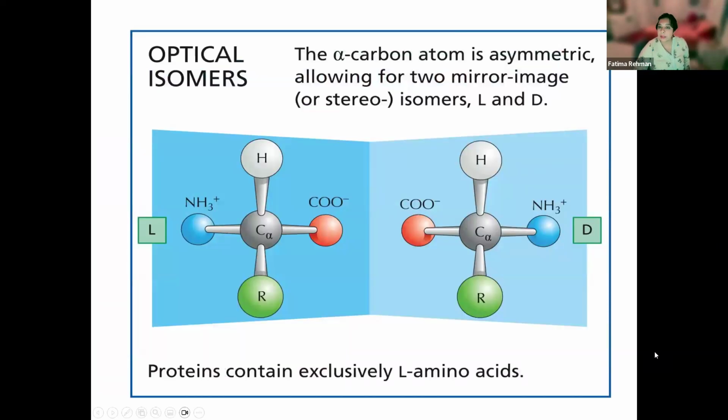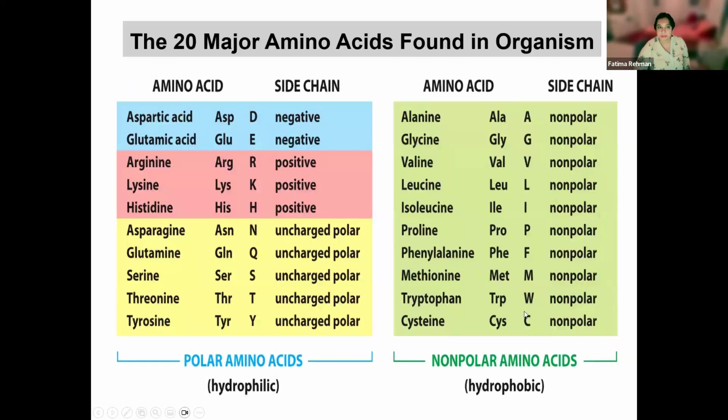Amino acids can be found in two isomeric forms, the L form and the D form. They are just mirror images of each other, right? So these are stereoisomers. The alpha carbon is asymmetric. That allows this mirror image isomer to occur. In our body, all the proteins are going to contain exclusively the L amino acid. That's the form that is going to be used to build proteins inside the body.